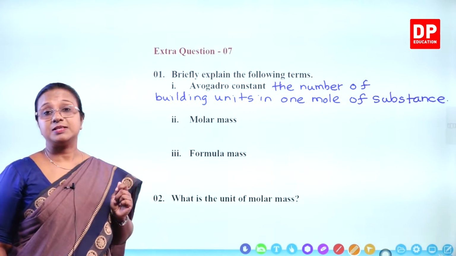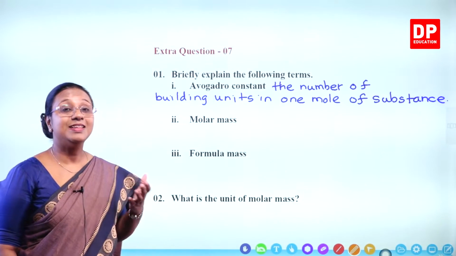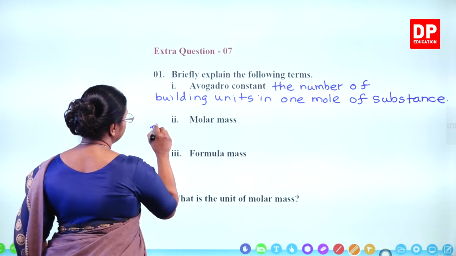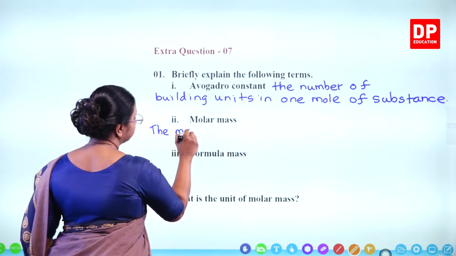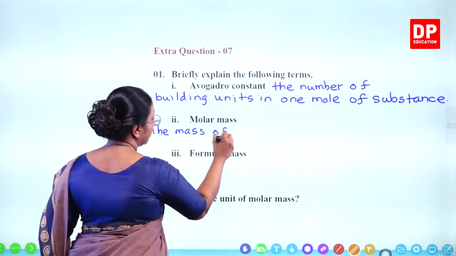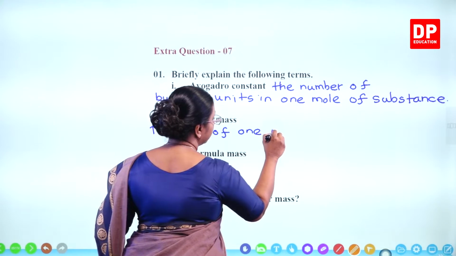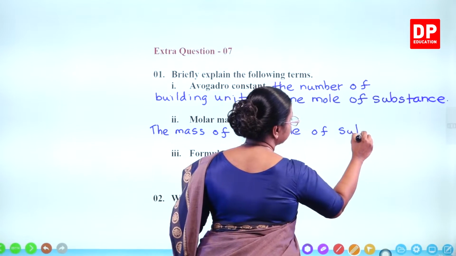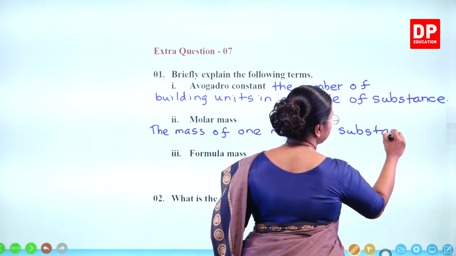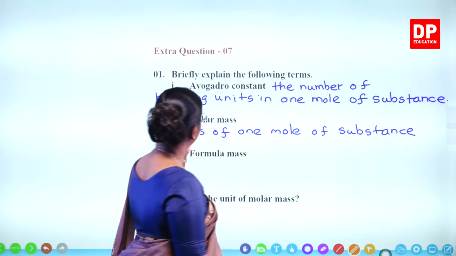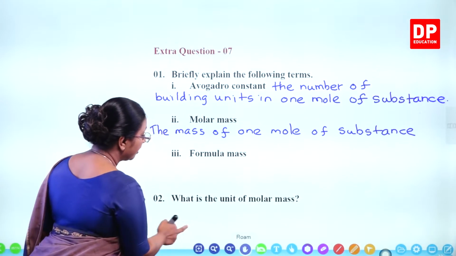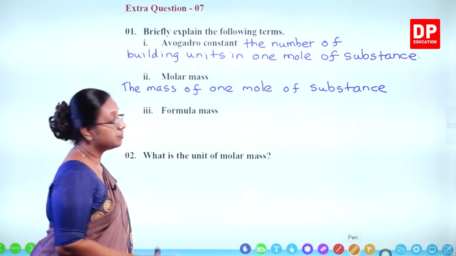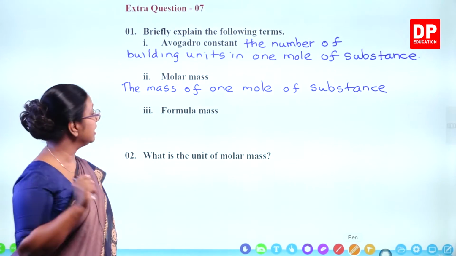What is molar mass? Again, the mass of 1 mole of substance. So here, the mass of 1 mole of substance. That is molar mass. So here you have to briefly explain. So we don't have to go into detail.